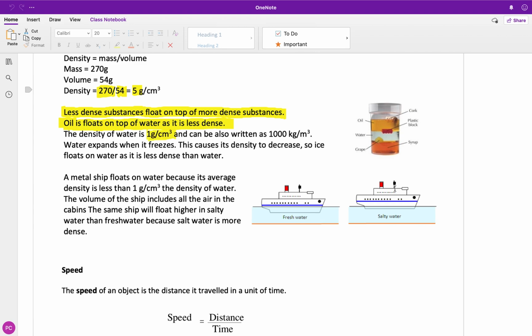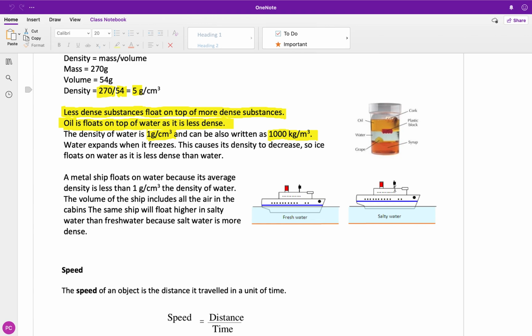If I have 100 centimetres cubed of water, it's going to be 100 grams. If I have 1,000 kilos, it's going to be in a metre cubed. That's how much of a metre cubed of water would be equal to 1,000 kilos. Water expands when it freezes.